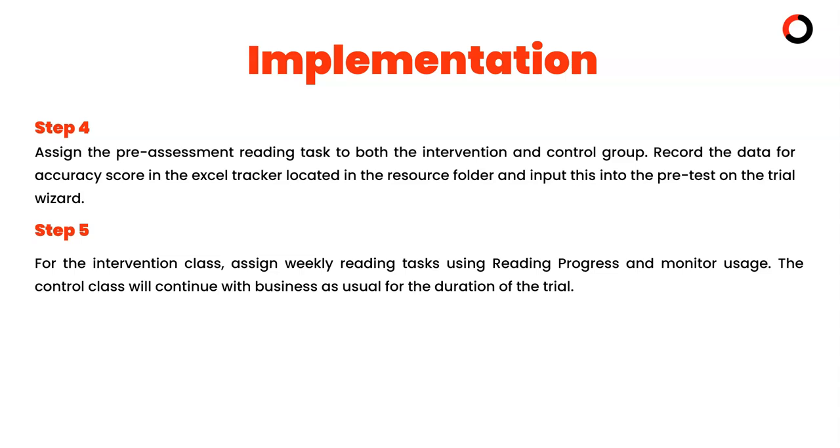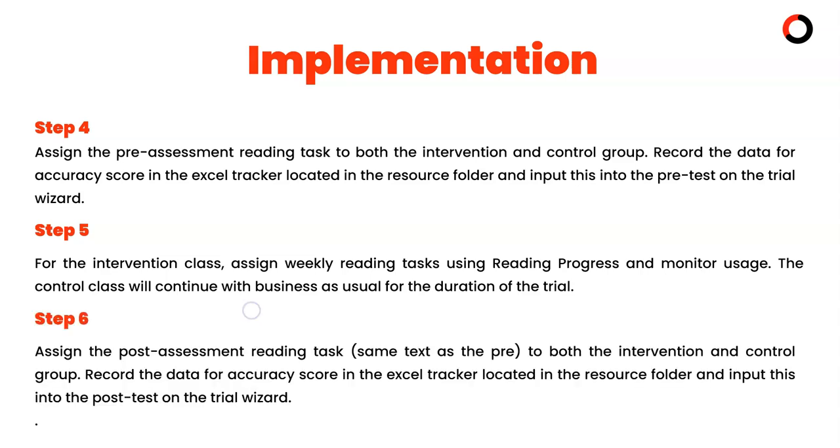For the intervention class, assign weekly reading tasks using Reading Progress and monitor the usage. The control class will continue as business as usual for the duration of the trial. And then at the end of the trial, you assign the post-assessment reading task, which is the same as the pre, to both the intervention and the control group, record the data for the accuracy score in the Excel tracker, and then input this into the post-assessment on the trial wizard. You then complete a short process evaluation survey and then click Analyze, and then the system will generate an impact report for your school.